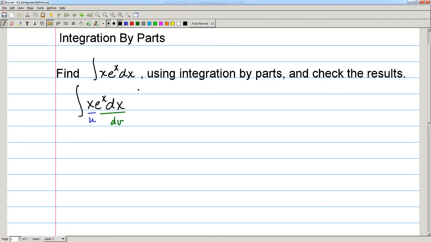And we should make a note of it. So what we usually do is make a note. Let's see here, u is x, and dv is e to the x dx.